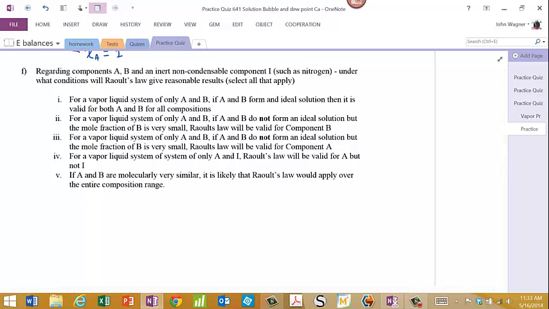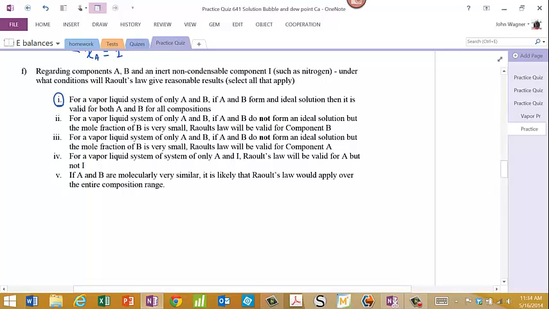This is a conceptual question about Raoult's law. You have a vapor and liquid system with only A and B. If A and B form an ideal solution, Raoult's law is valid for both A and B for all compositions. This is kind of the definition of an ideal solution, so it is definitely true.